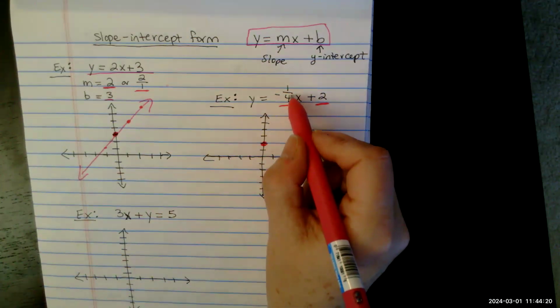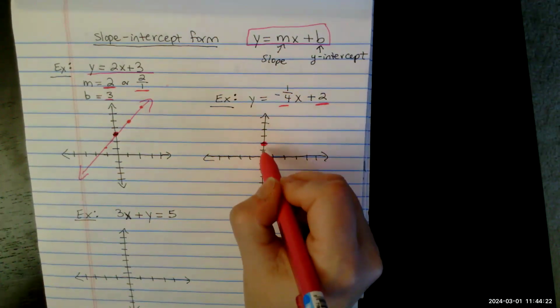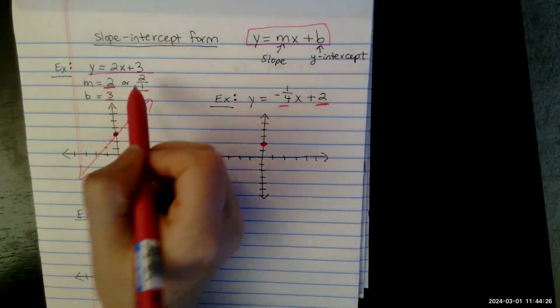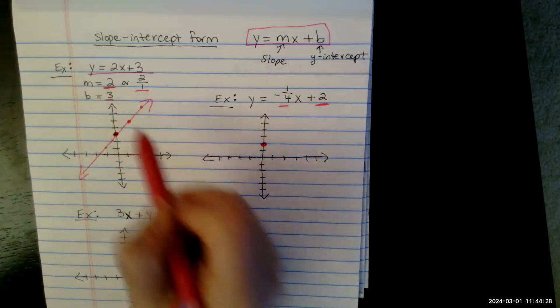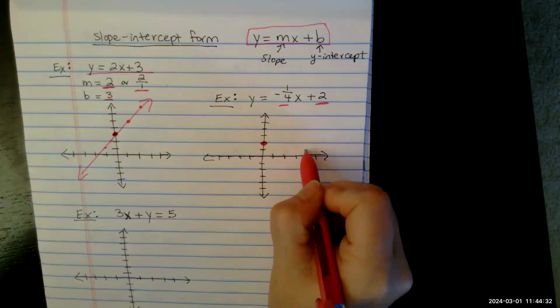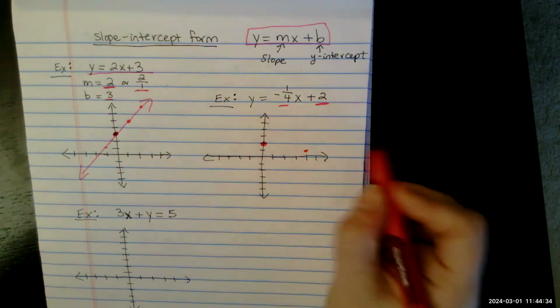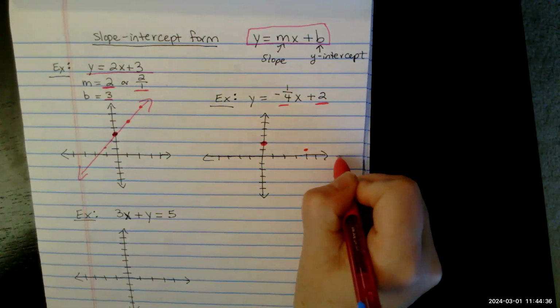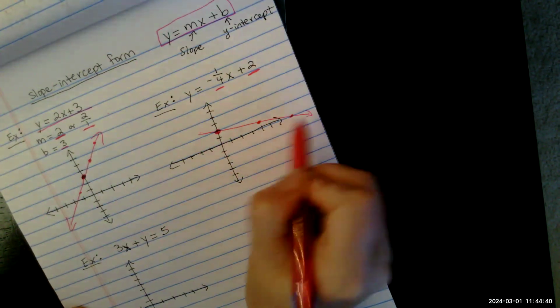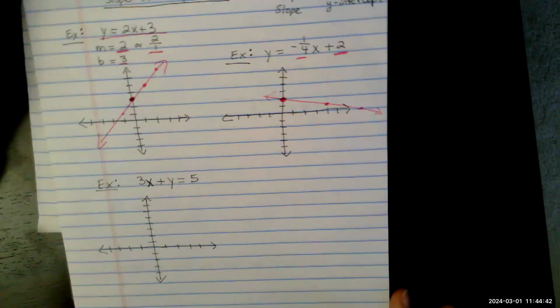Now, since the slope is negative, it's telling me to go down 1, but still to the right. So if your slope's positive, you go up and right. If your slope is negative, you go down and right. So down 1, right 4. If you want to do it again, you can. But basically, we have some kind of line like this.